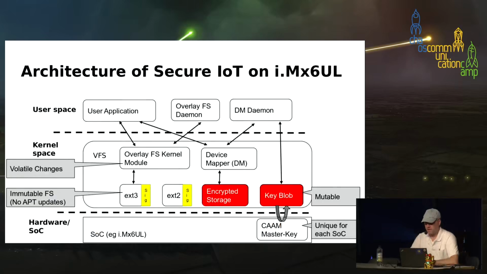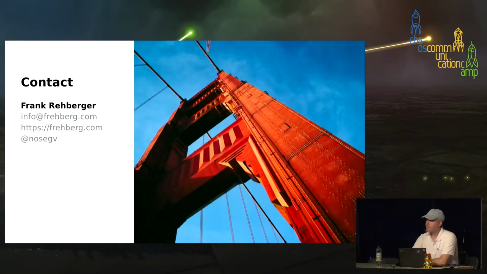So that's the end of my presentation. We had a look at the architecture of a secure IoT device. We talked about secure boot, how the functionality of the underlying hardware is used to establish a chain of trust during the boot phase. Once we are booted, how we establish encrypted storage, how we deal with the read-only partitions we booted from. And yes, I thank you.